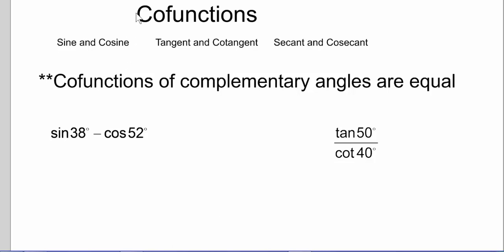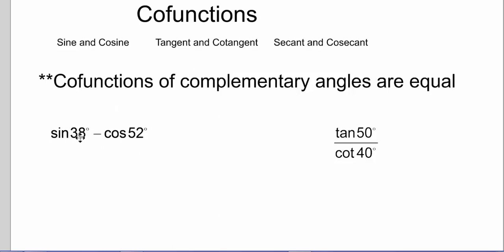So let's talk about some paired functions that are defined as cofunctions. Sine and cosine are a pair of functions that are cofunctions. Tangent, cotangent, and secant and cosecant. Now, it turns out that cofunctions of complementary angles happen to be equal. And here are a couple examples of problems that deal with this concept.